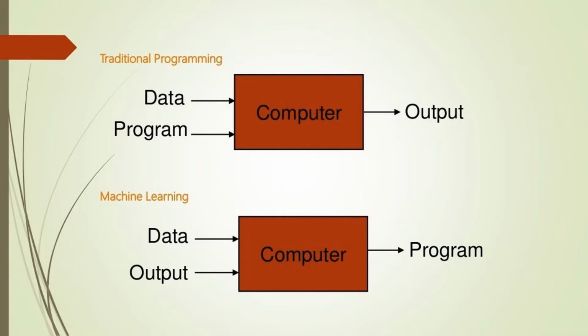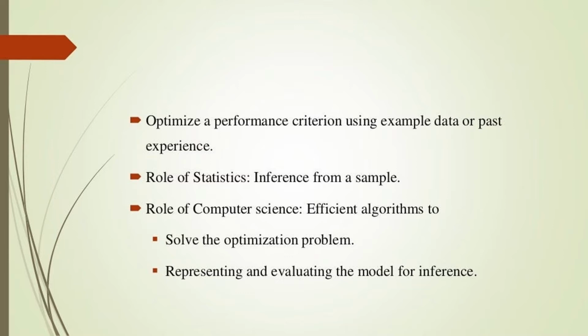In traditional programming, we have to give data and a program to the computer, then it gives output. But in machine learning, we have to give data and output, then it will show the program. Optimize a performance criterion using example data or past experience. Role of statistics: inference from a sample. Role of computer science: efficient algorithms to solve the optimization problem, representing and evaluating the model for inference.